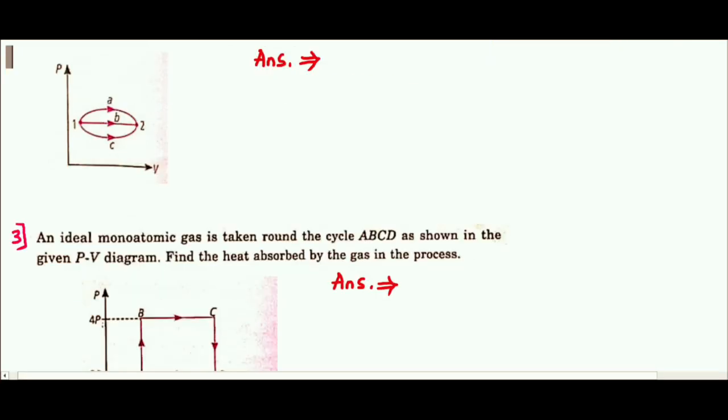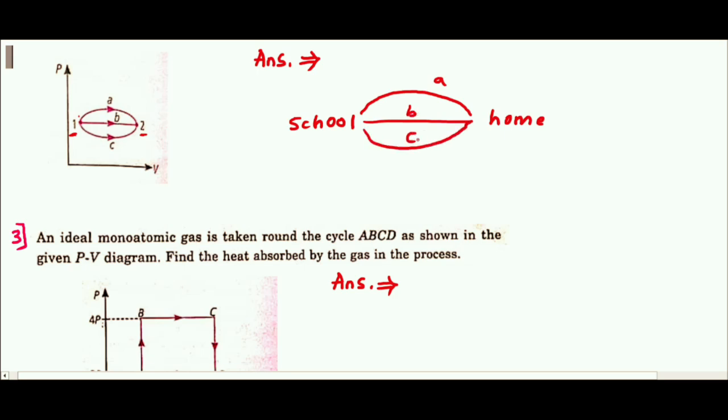And the next question is, among the three processes shown in the given figure, in which is the work done maximum? So this is the initial position, and two is the final position. So this first person went from school to home. He has taken three routes, right? So this is the first route, this is route A, this is route B, and this is route C. So three routes he has taken, and they have asked where the work done is maximum.